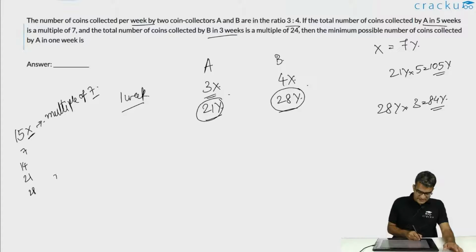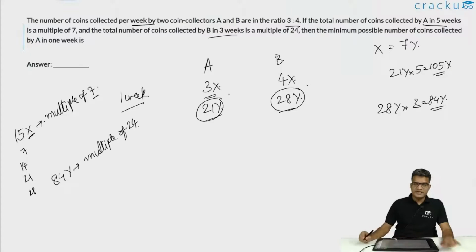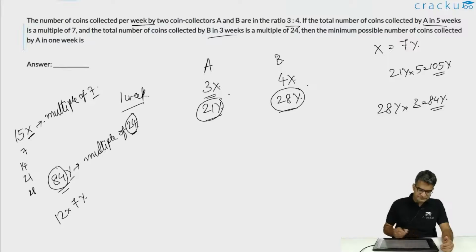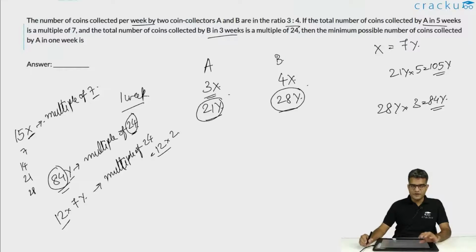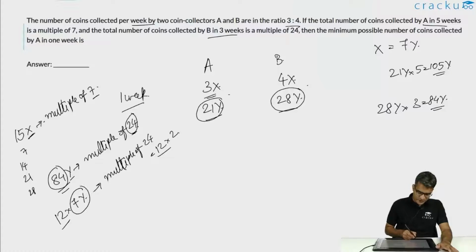Now can we say, like we said earlier, if 84y is a multiple of 24, can we say directly that y has to be a multiple of 24? We can't say that. Why can't we say that? Because now 84 and 24 have some common factors. So for example, 84y, we'll write it as 12 into 7y. So 12 into 7y is a multiple of 24, which is 12 into 2. This 12 and this 12 are common. But if you now eliminate it, we want 7y to be a multiple of 2.